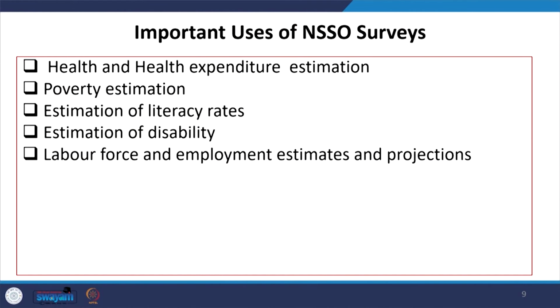Now, another one is called the layout file. A layout file is basically an organization of variables and their descriptions given in a format called layout. We will show all those things to you. Some important uses of NSS surveys are on health and healthcare expenditure estimation, poverty estimation, estimation on disabilities, on literacy, on labor force, employment estimates and projection, etc.